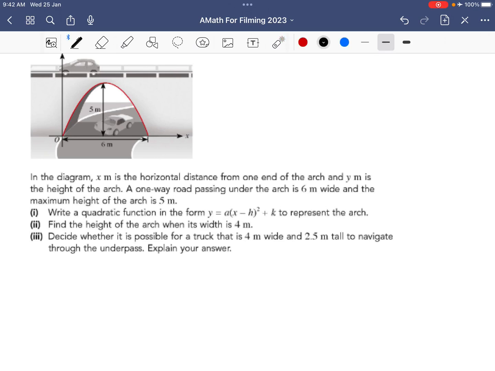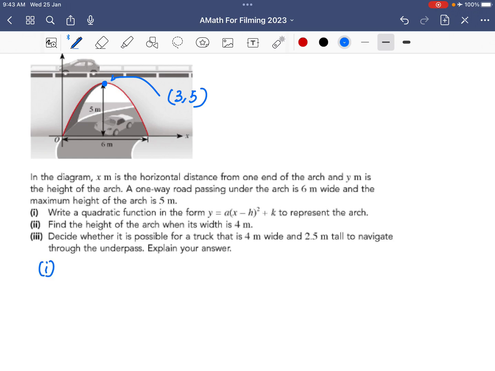So what information can we gain from this question? Straight away from the diagram itself, I know that my maximum point is when x is 3, y equals 5. Be careful, this x value is 3, not 6. x equals 6 is at this point. At the midpoint, here x equals 3 and my maximum value is 5. So now let me start with this.